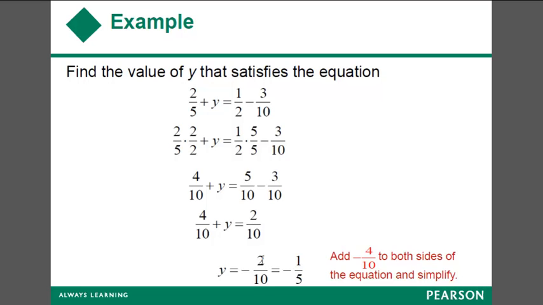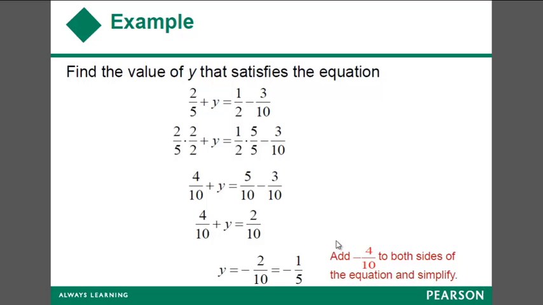I can divide both the 2 and the 10 by a 2. 2 divided by 2 is 1. 10 divided by 2 is 5. So my final answer is y is equal to negative 1/5. And remember, I can plug that back in to my original equation and check my solution.